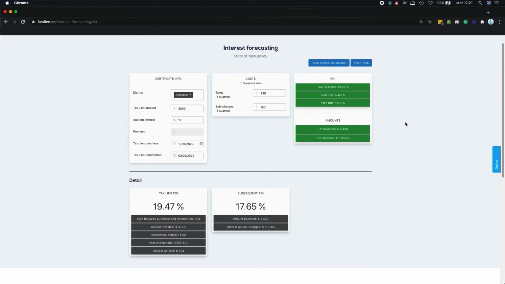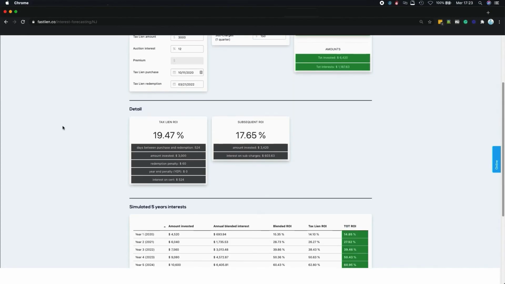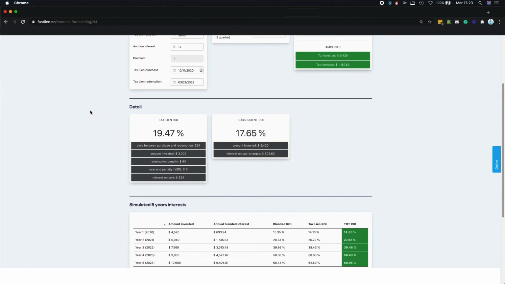The calculator also shows you the amount in dollars. The total invested will be $6,420. This is very important because you have to know how much money you need to invest to pay the subsequent taxes, so the calculator shows you that. This is the total interest you will get paid on the amount invested, a little bit more than $1,187. So if we scroll down, we have some more information.